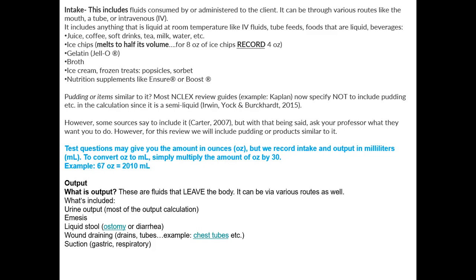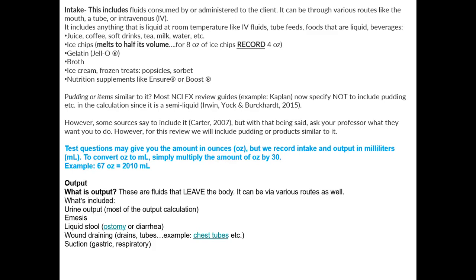Test questions may give you the amount in ounces, but intake and output is recorded in mLs. So to convert ounces to mLs, you simply multiply the amount of ounces by 30. If you have 67 ounces, you would multiply that times 30, and that would give you the total amount of mLs.